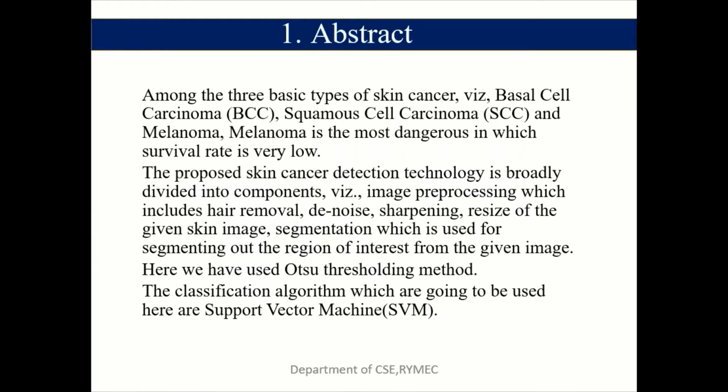Okay, so as we all know, there are three types of skin cancer: basal cell carcinoma, squamous cell carcinoma, and melanoma. Among these three, melanoma is the most dangerous and the survival rate is very low. The proposed skin cancer detection technology is divided into two parts: image pre-processing and segmentation. In image pre-processing, we do hair removal, noise removal, and sharpening. And in segmentation, we use methods such as the OTSU method and SVM.